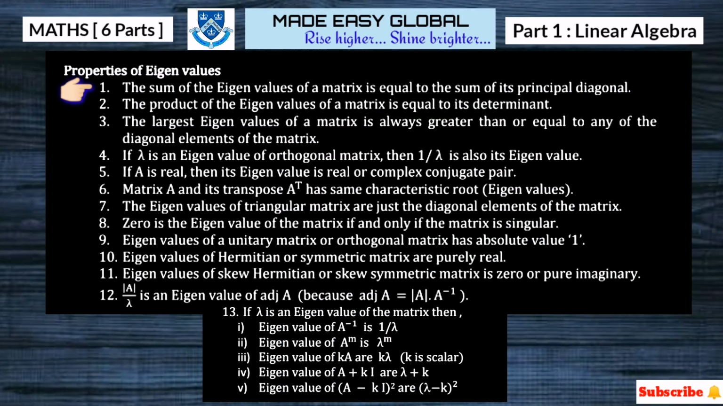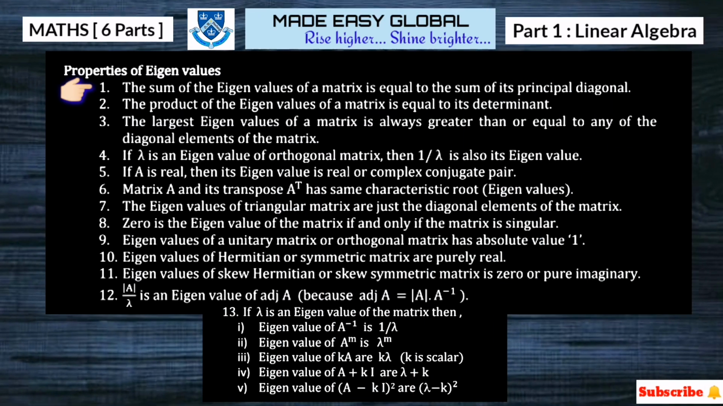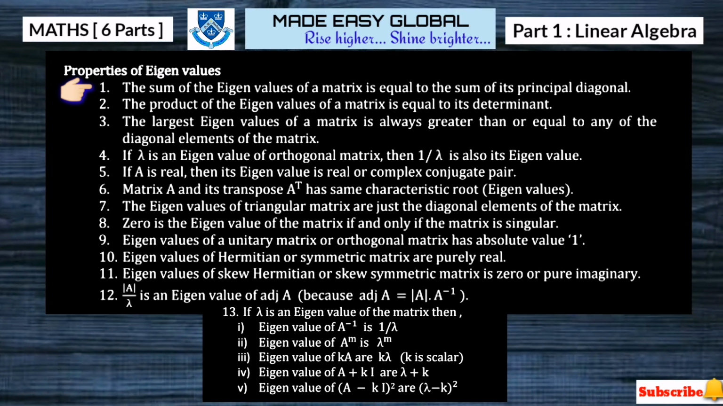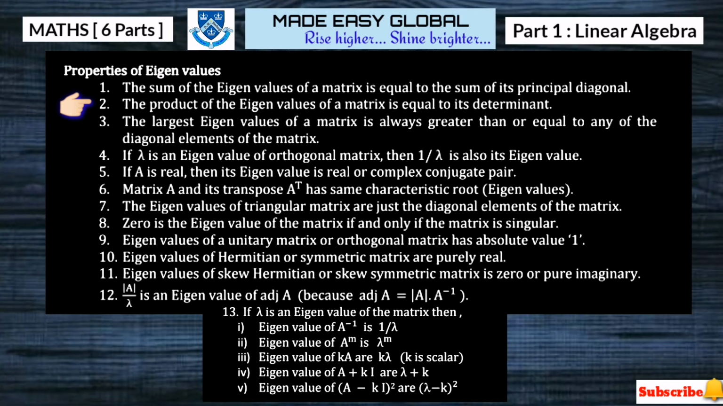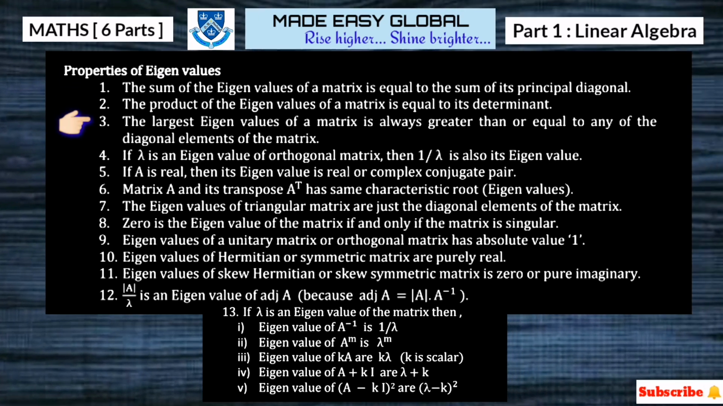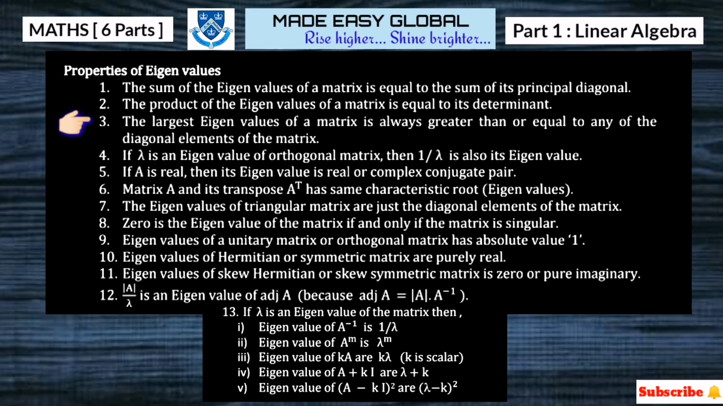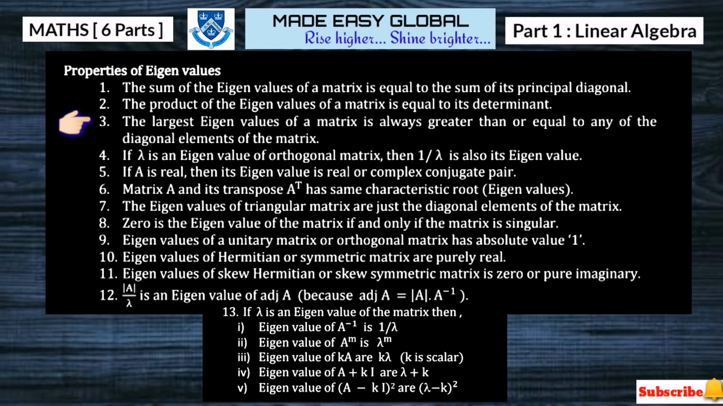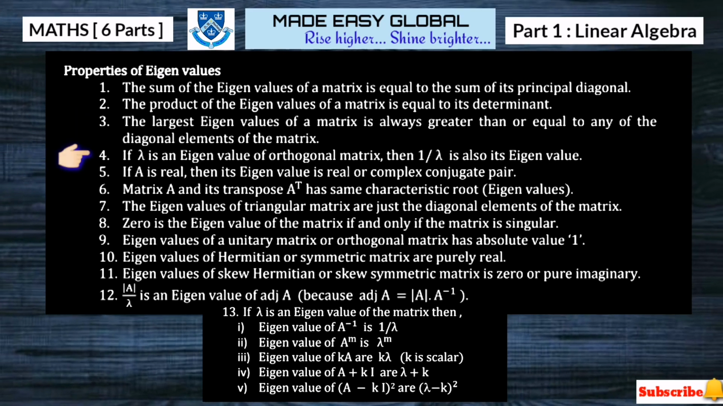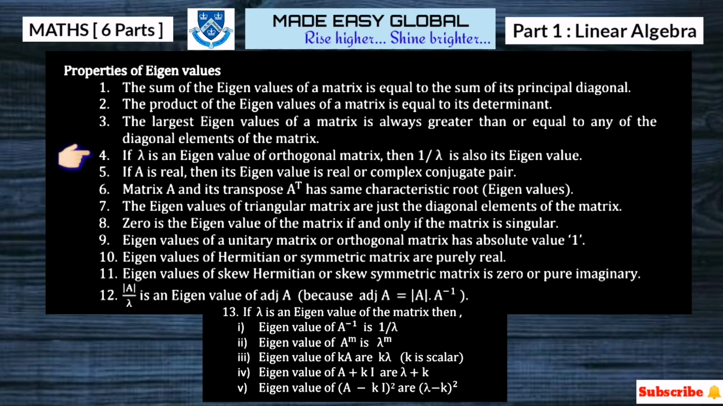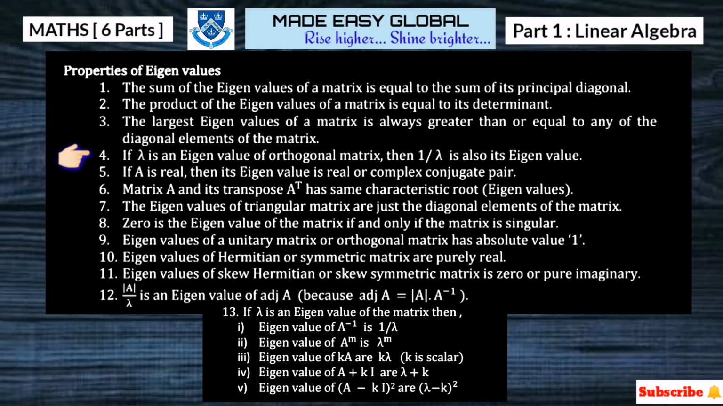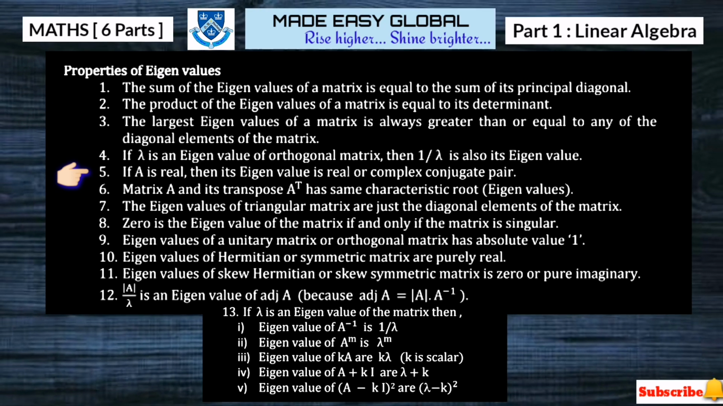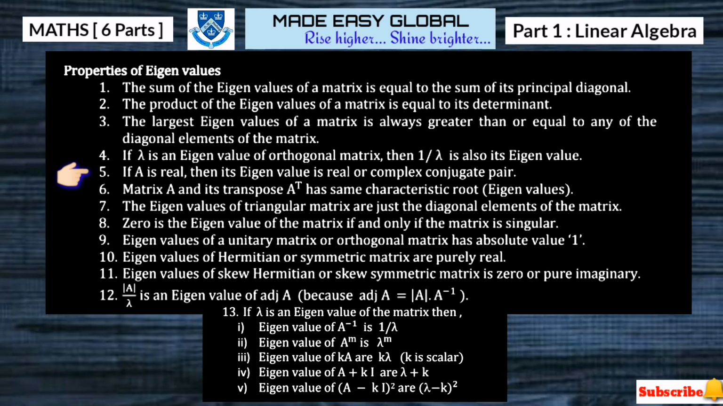Then there are some properties of the eigenvalues. First, the sum of the eigenvalues of a matrix is equal to the sum of the principal diagonal. Second, the product of the eigenvalues of a matrix is equal to the determinant. Third, the largest eigenvalue of a matrix is always greater than or equal to any of the diagonal elements of the matrix. Fourth, if lambda is an eigenvalue of an orthogonal matrix, then 1 by lambda is also its eigenvalue. Then, if A is real, its eigenvalues are real or complex conjugate pairs.